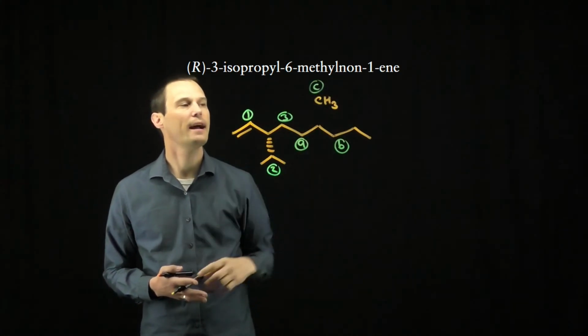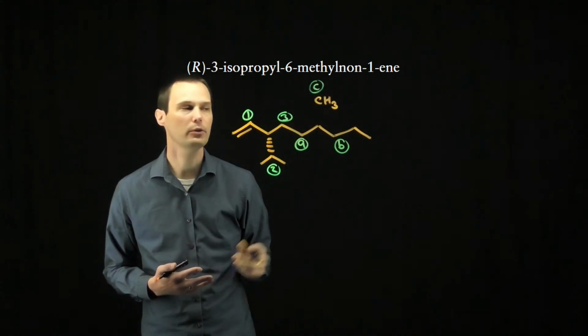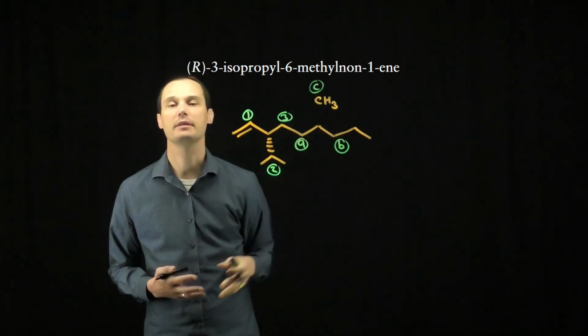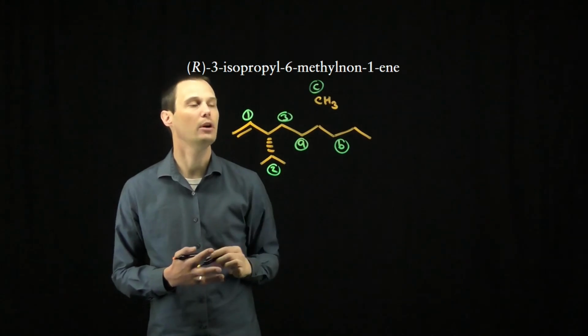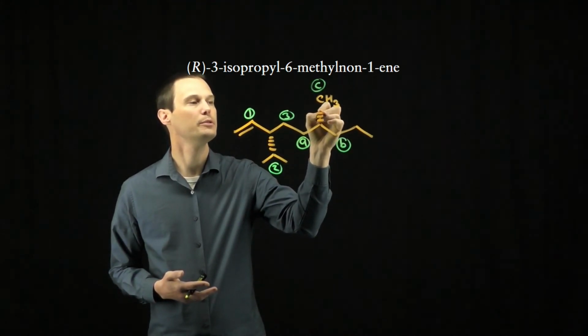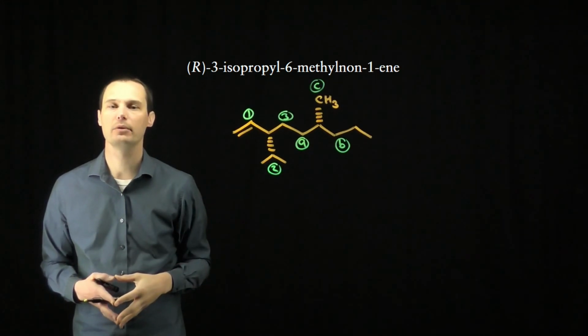If I assume that hydrogen is on a dash, then my circle from A to B to C is a counterclockwise circle. If the hydrogen is on a dash, that would mean this is an S stereocenter. I need it to be an R stereocenter though, so I need the hydrogen to be on a wedge, which means I need the methyl group to be on a dash. This then is the structure of R, 3-isopropyl, 6-methyl, non-1-ene.